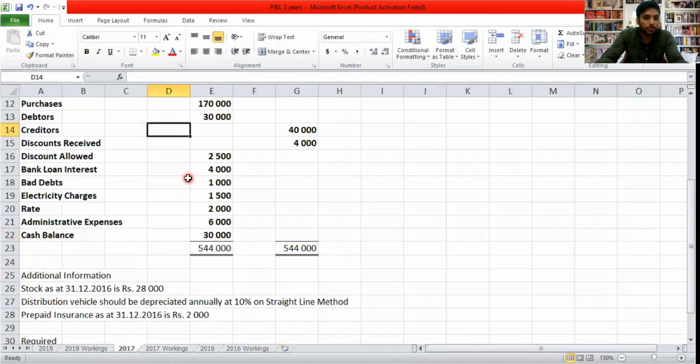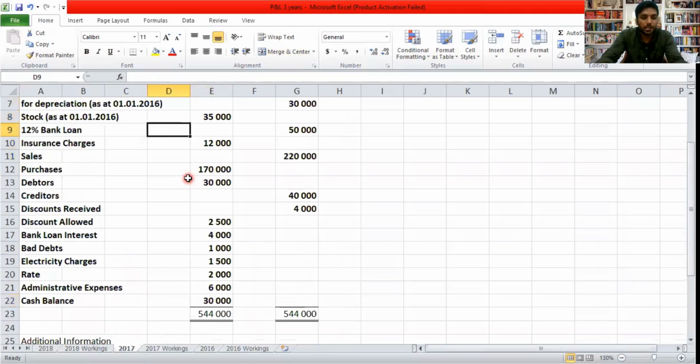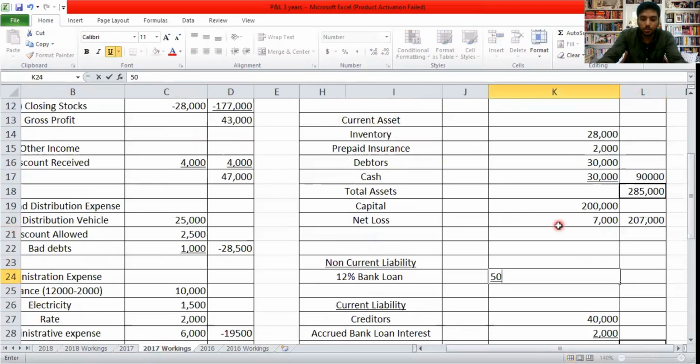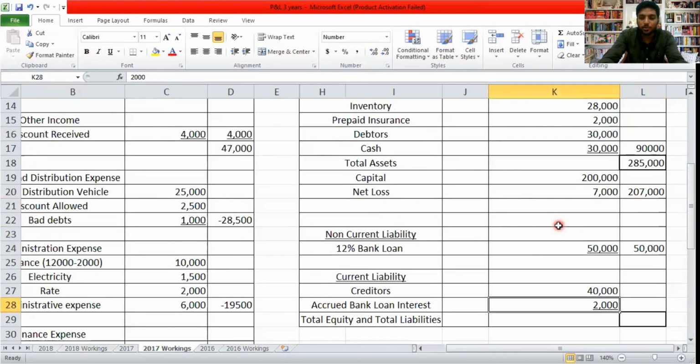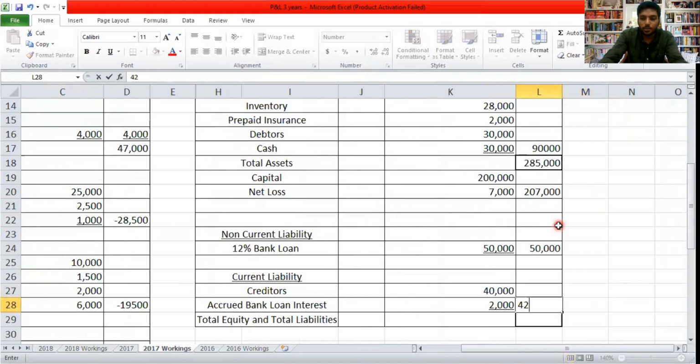That's why if you write the format, you will not forget to record anything, so nothing will go missing. 50,000 is your bank loan, so you will record 50,000 here. We'll take the same 50,000 to the next side. You will eventually be tested only on bank loan and after that, so you don't want to think much about this. So 42,000 is your current liability. So altogether, how much are we going to get?